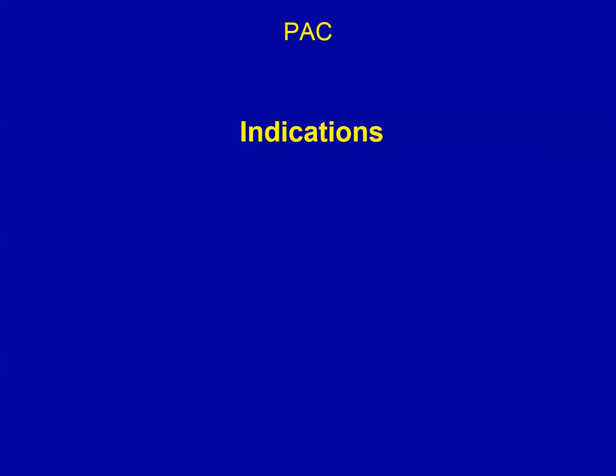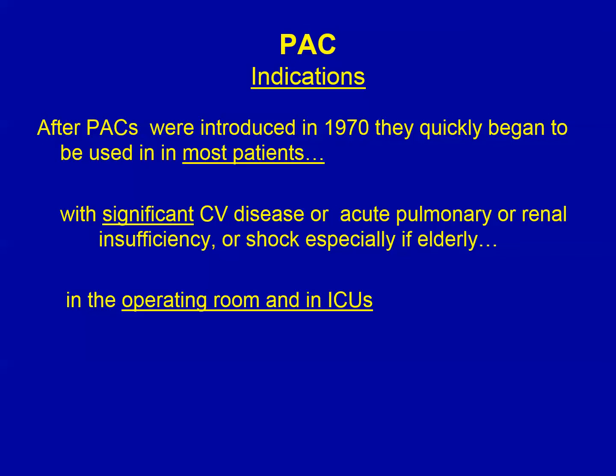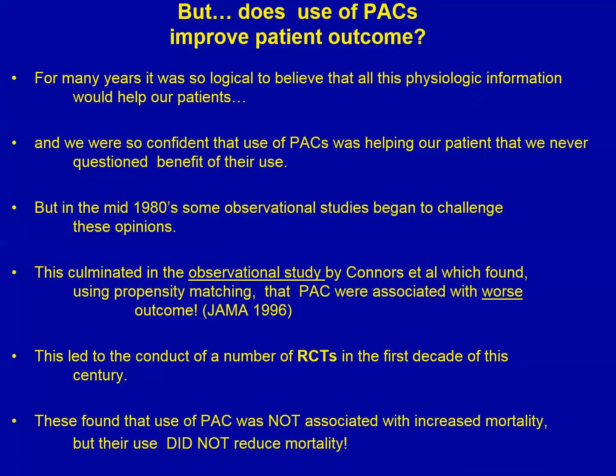So what are the indications for using a pulmonary artery catheter? When pulmonary artery catheters were introduced in the 1970s, they quickly began to be used in most patients who had significant cardiovascular disease or acute pulmonary or renal insufficiency or shock, especially if they were elderly, both in the operating room and in ICUs. And for many reasons, it was logical to believe that all of this physiologic information would help our patients, and so we were confident that we were helping.